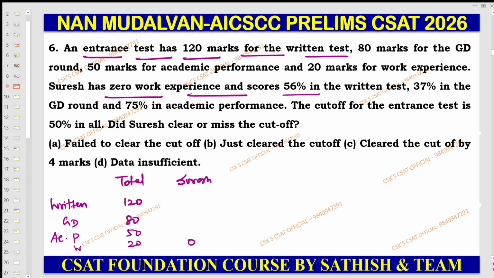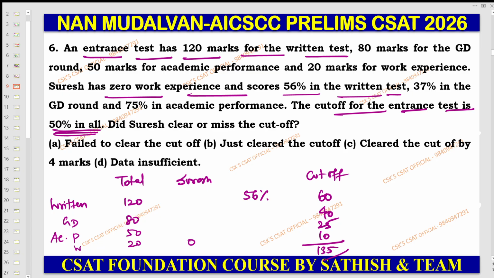He scores 56% in the written test. So the cutoff also you have to write here. Read the question carefully. The cutoff for the entrance test is 50% in all. So he has to score 50% overall. So 50% means 60, 40, 25, 10. So 135 marks he has to get here. That is the 50%, 135, nothing but the cutoff. Whether Suresh gets 135 or not, that you have to check here.